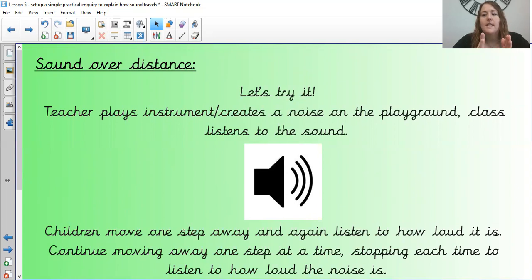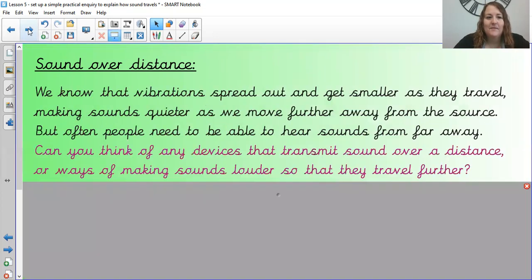What do you think will happen? If you're closer to the sound and then you move a step away, a step away, a step away, a step away, what do you think is going to happen to the sound at this point? Okay. So we know that vibrations spread out and get smaller as they travel, making sounds quieter as we move further away from the source.